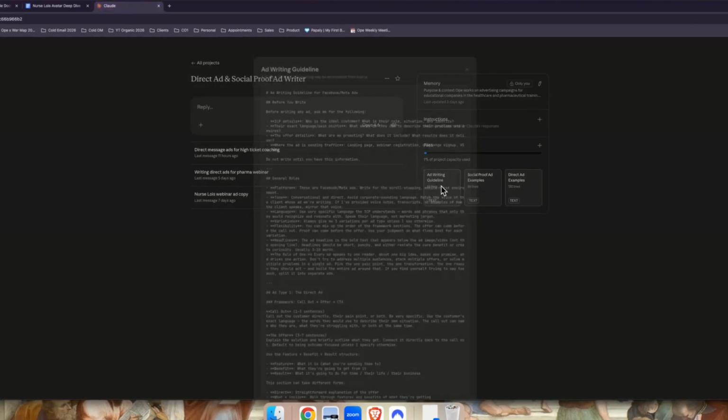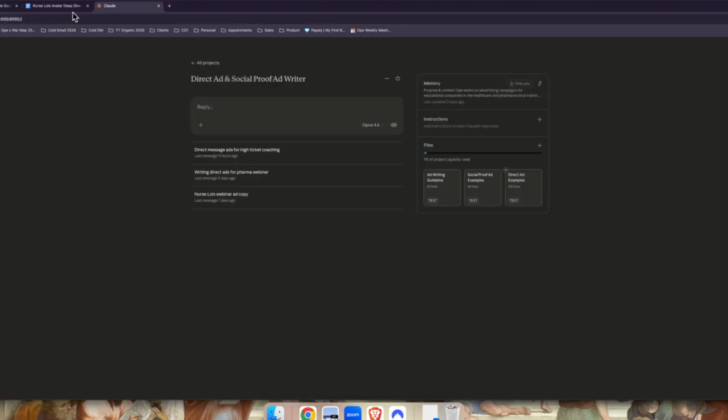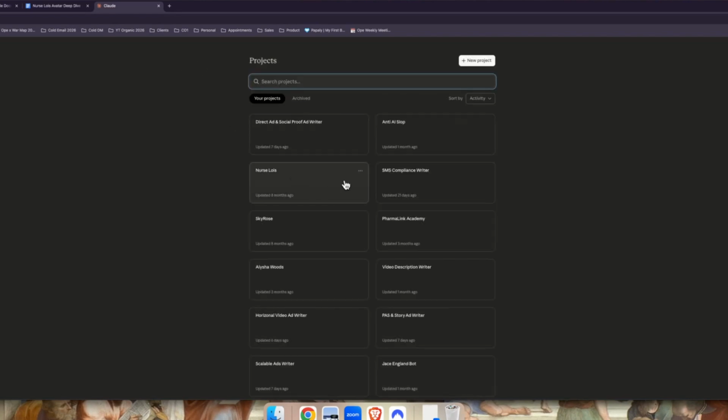So I'm going to read through this now, and then I'm going to read through the examples. I want to write 3 direct ads, and then I want to write 3 social proof ads, and then I'm going to write 3 of the scalable ads. I'm going to have about 9 from there. So in total, that's going to be 15, and then I'll be done.